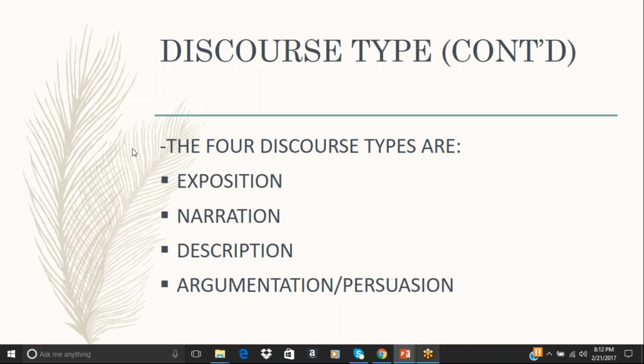Well, description is describing an event or a series of events and the characters that might have taken place in the event. Narration is the telling of a story, or the telling of a sequence of events that occurred. Exposition, I think, is more of an informative piece of writing.